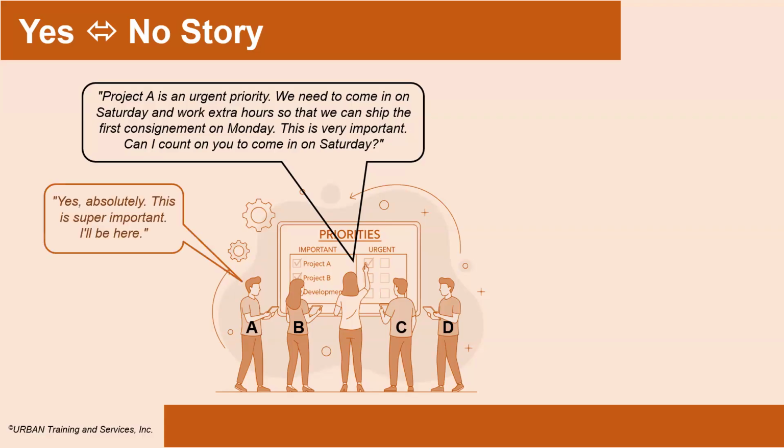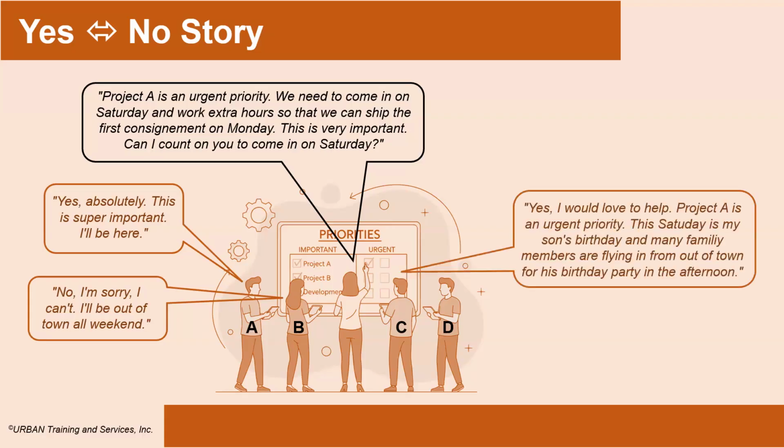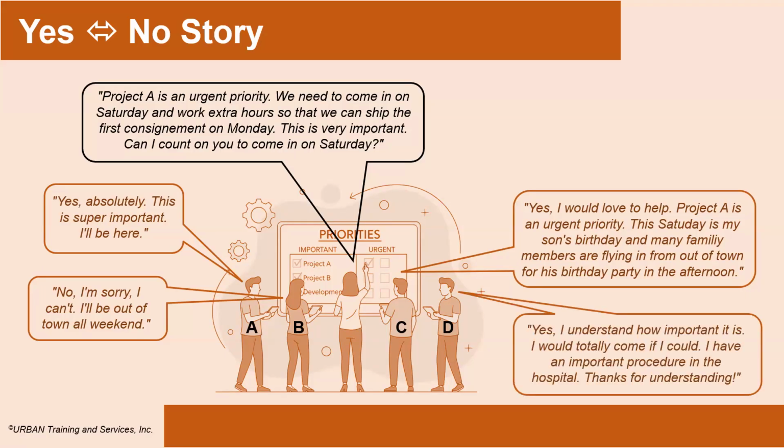A says, yes, absolutely. This is super important. I'll be there. B says, no, I'm sorry, I can't. I'll be out of town all weekend. C says, yes, I would love to help. Project A is an urgent priority. This Saturday is my son's birthday, and many family members are flying in from out of town for his birthday party in the afternoon. D says, yes, I understand how important it is. I would totally come if I could. I have an important procedure in the hospital. Thanks for understanding.